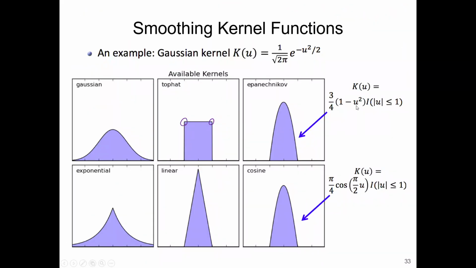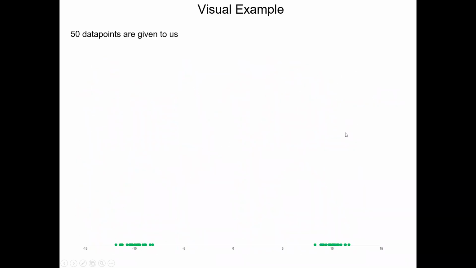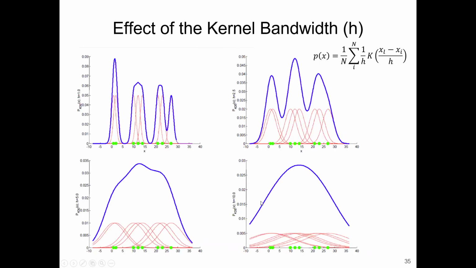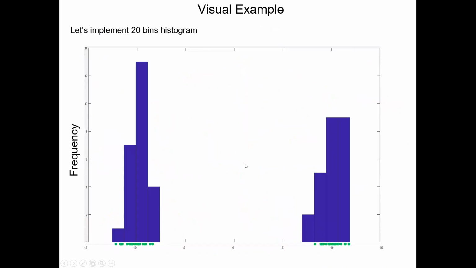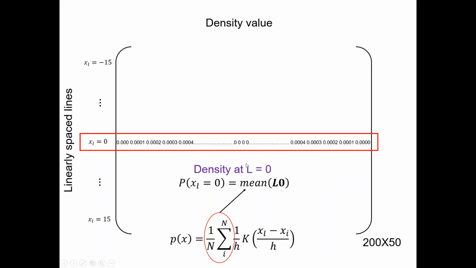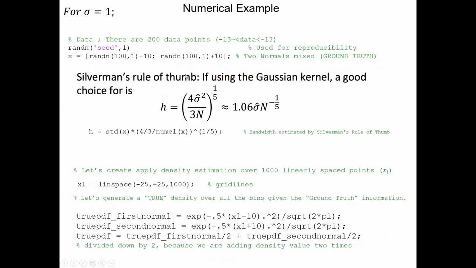Here's the function. It's very close to a parabola. It's negative x squared, right? Symmetrical is quite important. All of them are symmetrical because you want to make sure it's unbiased for the left and right data points. Okay, so I'm going to use MATLAB here as our pseudocode.